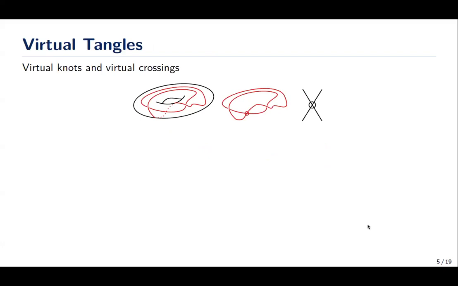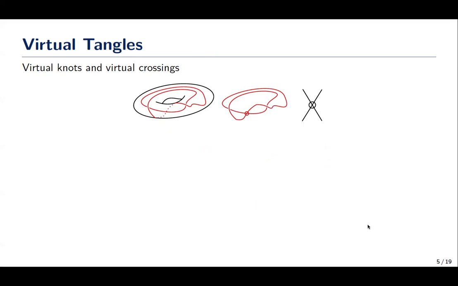Now we are ready to talk about virtual tangles. Virtual tangles are a generalization of tangles. That's how we can see it. Before we talk about virtual tangles, let's see what virtual knots and virtual crossings are. The picture is quite evident.